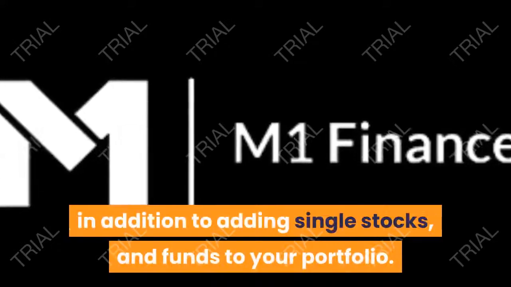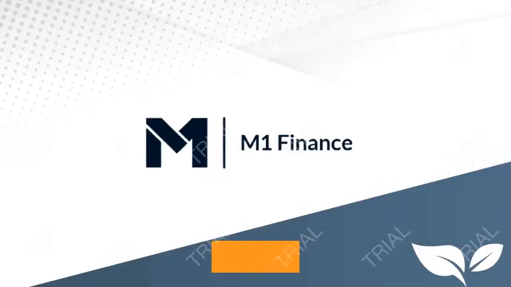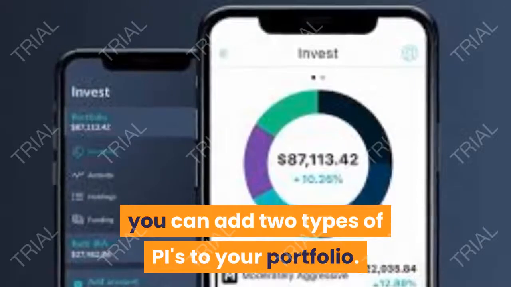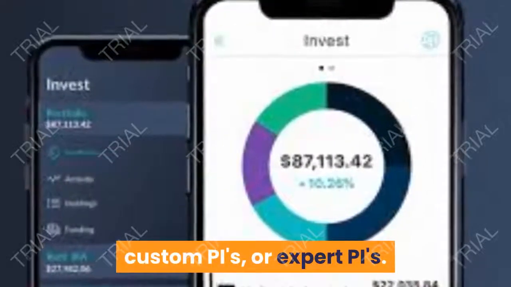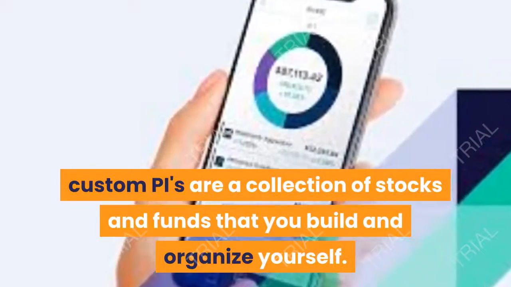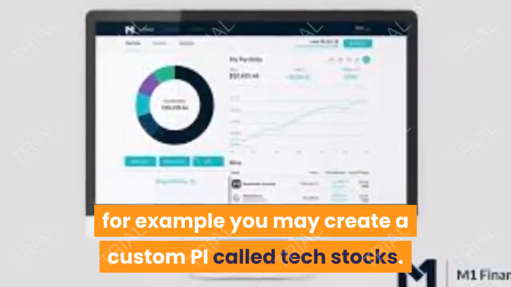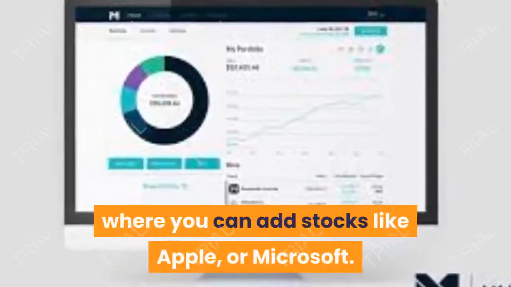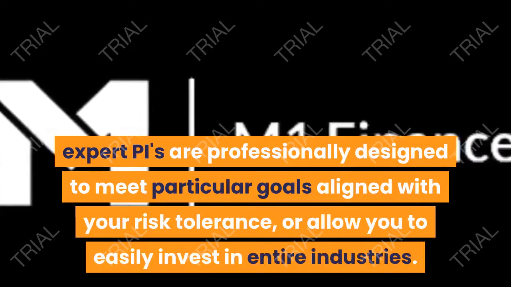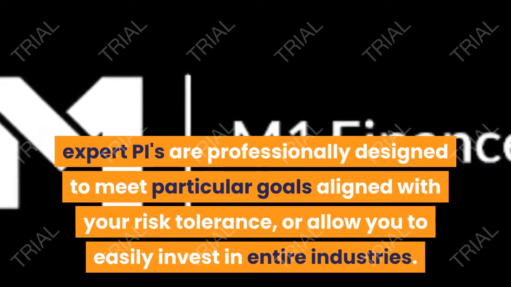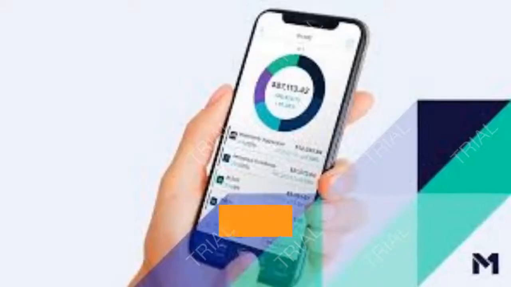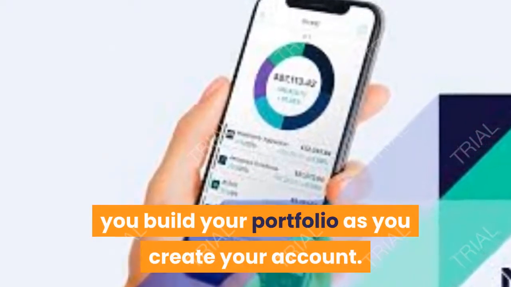In addition to adding single stocks and funds to your portfolio, you also have the option to add pies. You can add two types of pies to your portfolio: custom pies or expert pies. Custom pies are a collection of stocks and funds that you build and organize yourself. For example, you may create a custom pie called tech stocks, where you can add stocks like Apple or Microsoft. Expert pies are professionally designed to meet particular goals aligned with your risk tolerance, or allow you to easily invest in entire industries. You build your portfolio as you create your account.